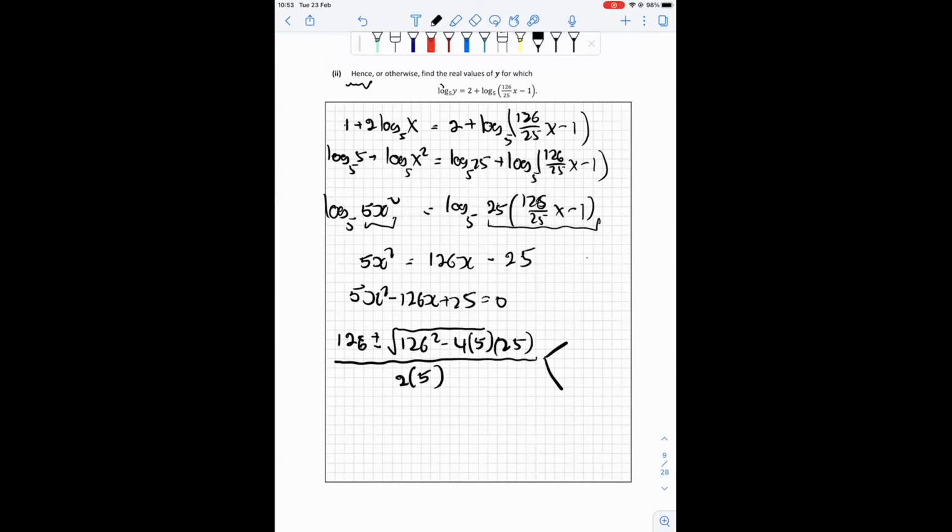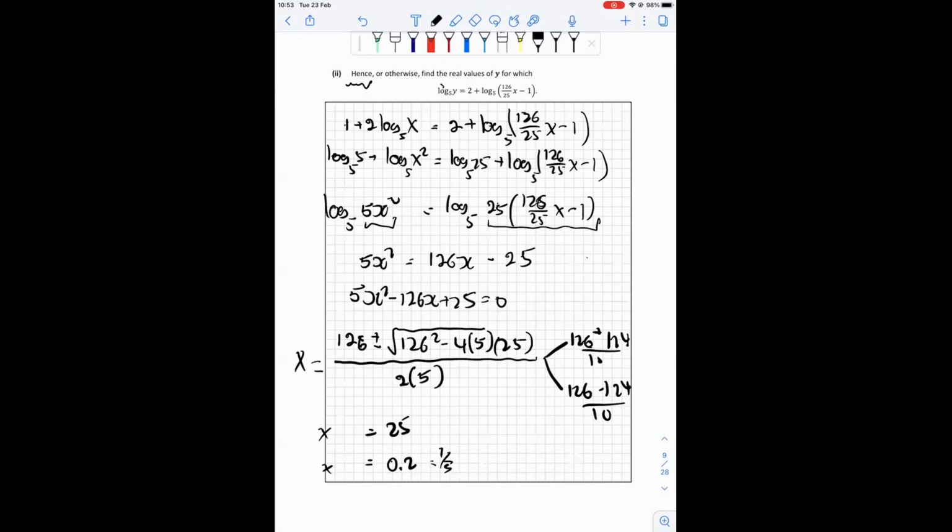And the square root is 124, so we get 126 plus minus. So I'll just do the plus on the top: 126 plus 124 over 10, and 126 minus 124 over 10. Sorry, this is 124, it's not 125. 126 and 124 makes 250. Divided by 10 is 25. And the other answer is 2 over 10, which is 0.2, or a fifth, if you want to write it as a fifth. These are the x's. So I need to sub them in now to get my y.